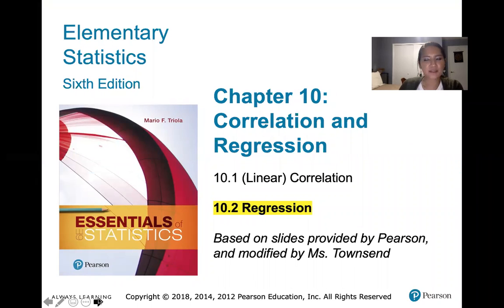In our course during the fall 2020 semester, we are covering two sections from chapter 10. First, we covered 10.1, which was about correlation, and in particular, linear correlation. In 10.2, we discuss linear regression.